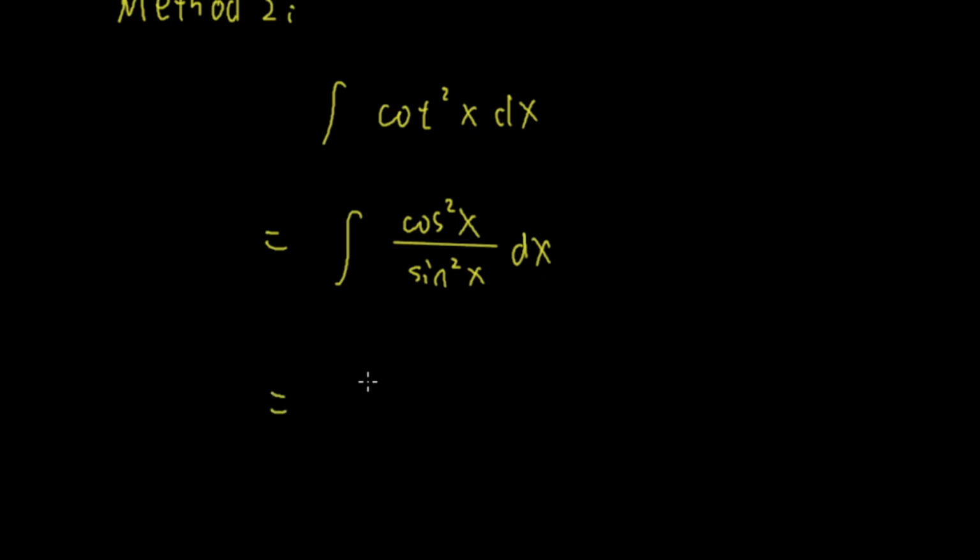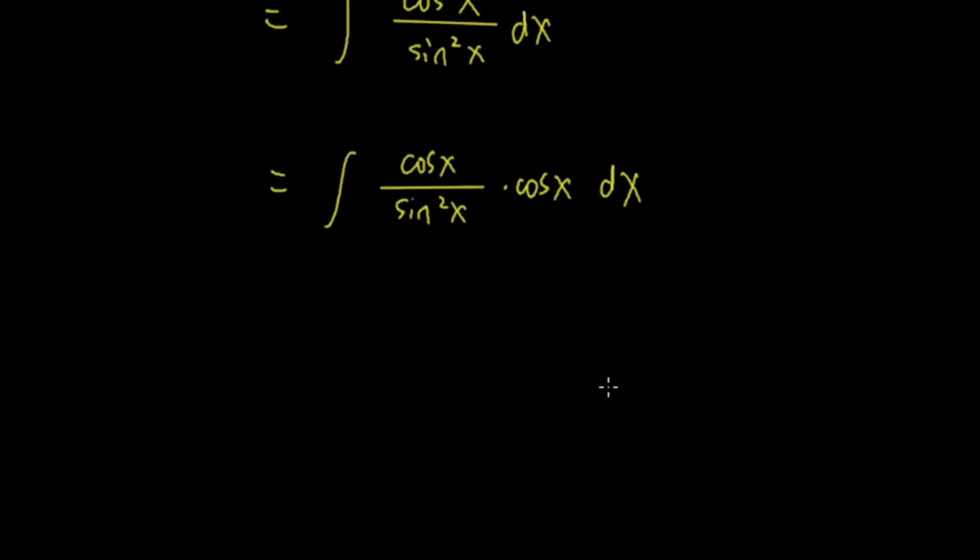Now we can rewrite this, right? That's equal to cosine x over sine square x times cosine of x dx. That's the same thing. Cosine x times cosine x is cosine square x, right? Why do I do this? Because I can easily differentiate cosine x or integrate cosine x too. But with this, I can easily integrate this.